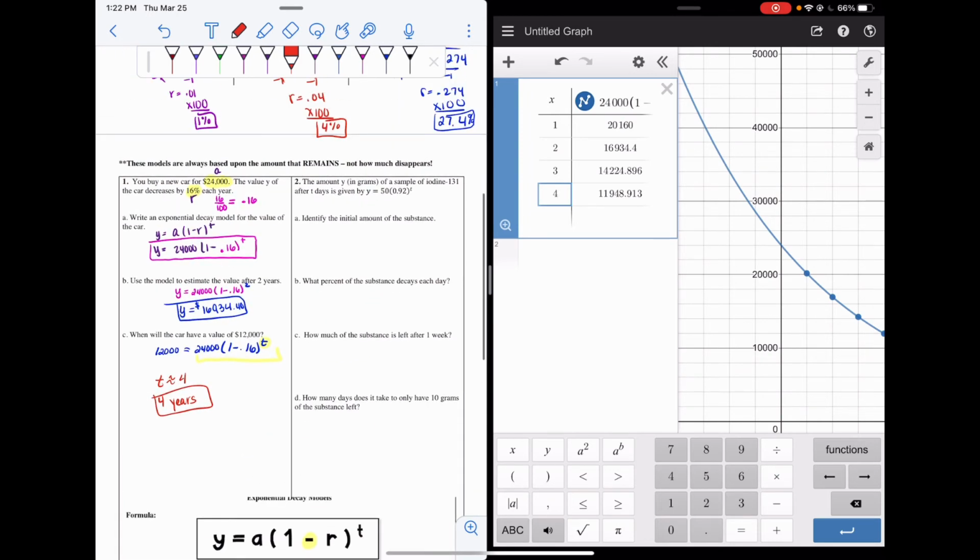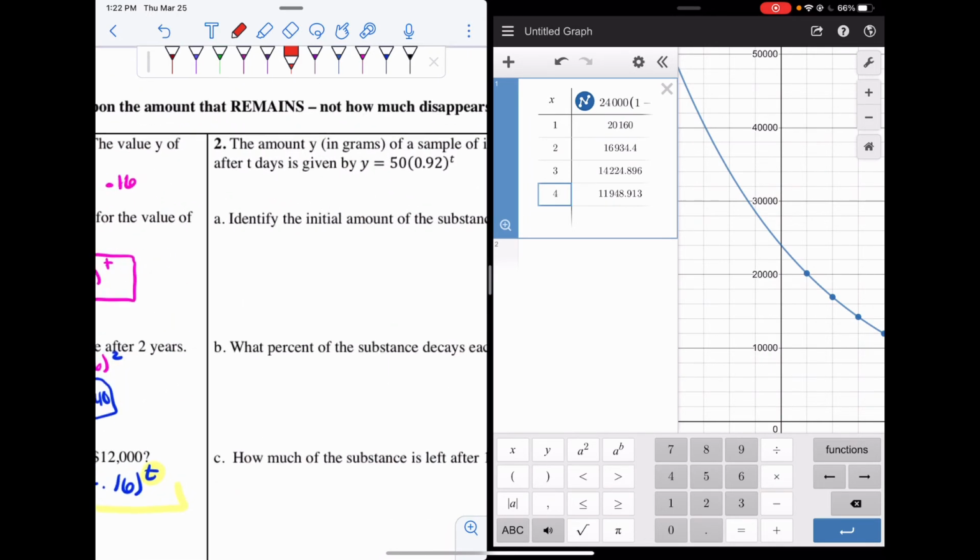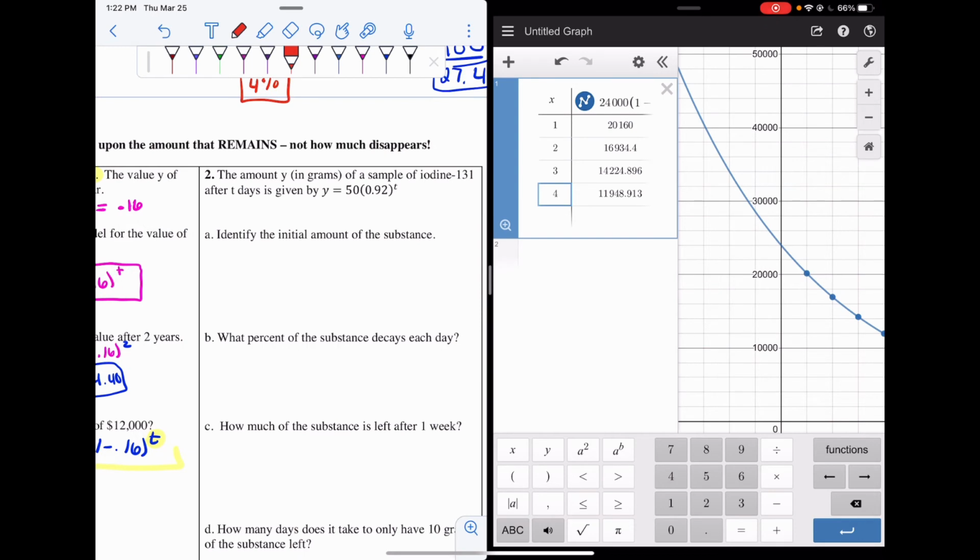Now let's go on to our next example, number 2. The amount y in grams of a sample of iodine 131 after t days is given by y equals 50 times 0.92 to the t power. So I'm given this equation, and part A says identify the initial amount. So ladies, what is the initial amount of my substance? Well, the initial amount is the number attached to my parentheses. So in this case, it is my 50. So I can say my initial amount is 50.